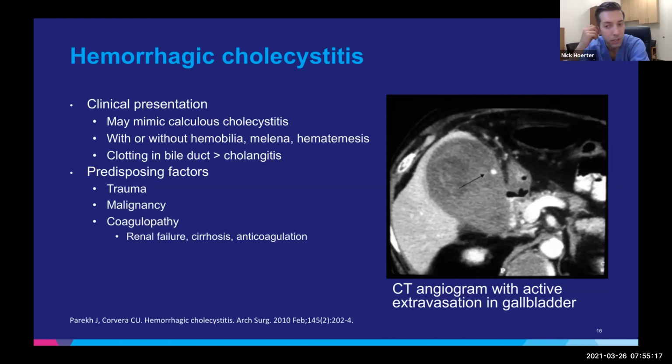So the ultimate solution would be surgery to take out the gallbladder if the patient's a good surgical candidate. Again, the surgery was deferred in this case, just because the patient was older with a lot of comorbidities. But she actually did well, luckily, with conservative management. So that is it.